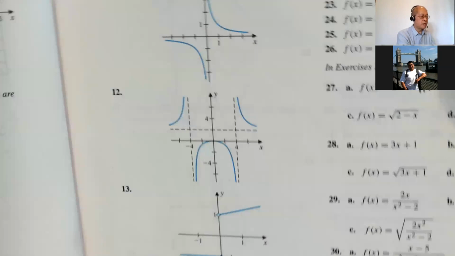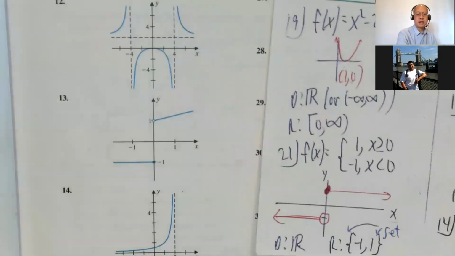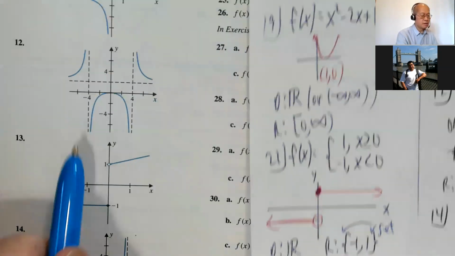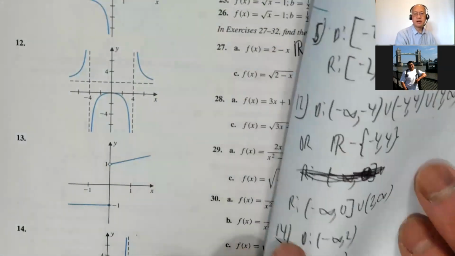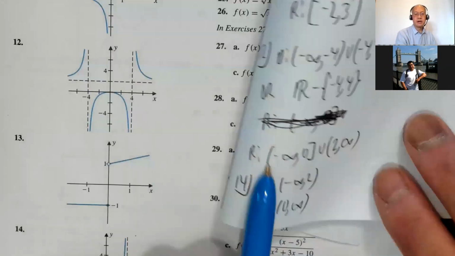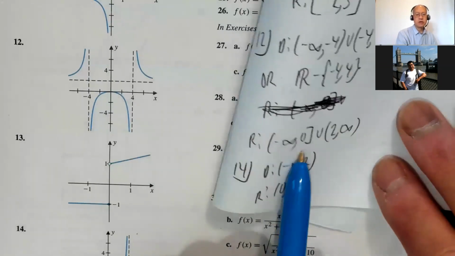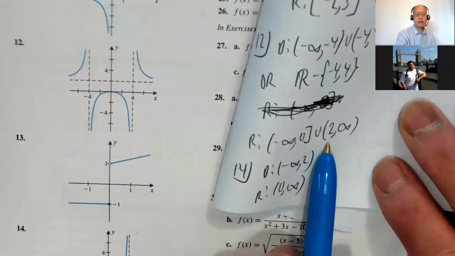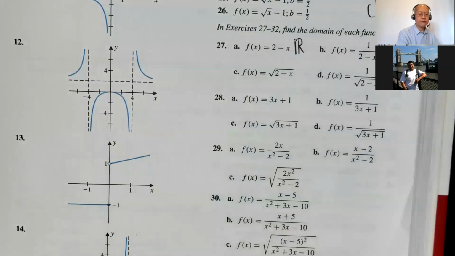Okay, so one more time. I'm not sure I can show you both at the same time. I fold the paper a little bit, maybe. Yeah. So negative infinity to 0, include the 0, union 2 to infinity. So range is for y. Okay, then I'll show you 14.